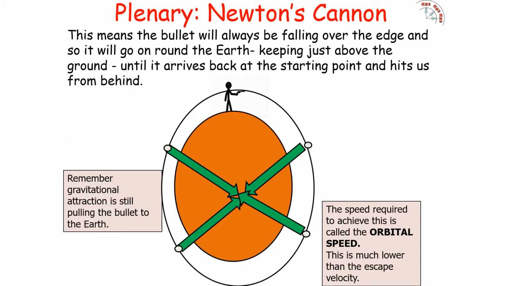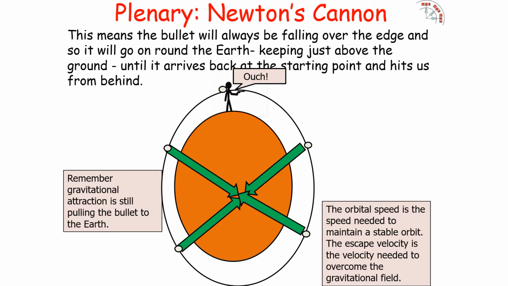Now this means that the bullet will keep falling over the edge and go around the Earth, keeping just above the ground until it arrives back at the starting point and hits us from behind. This is called the orbital speed. This is the speed required to reach a stable orbit around a body, and this speed is a lot lower than the escape velocity. That's an important idea to consider. Remember that the orbital speed is the speed needed to maintain a stable orbit, and the escape velocity is the velocity needed to overcome a gravitational field.